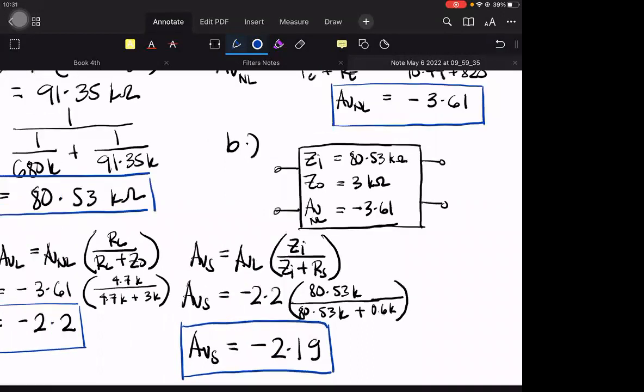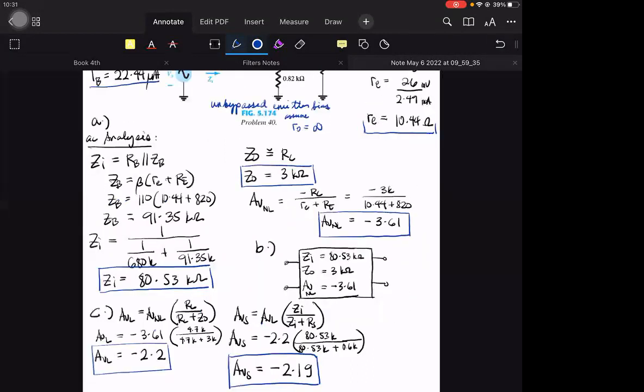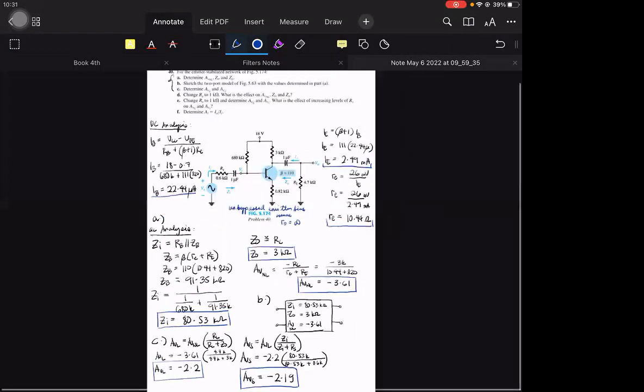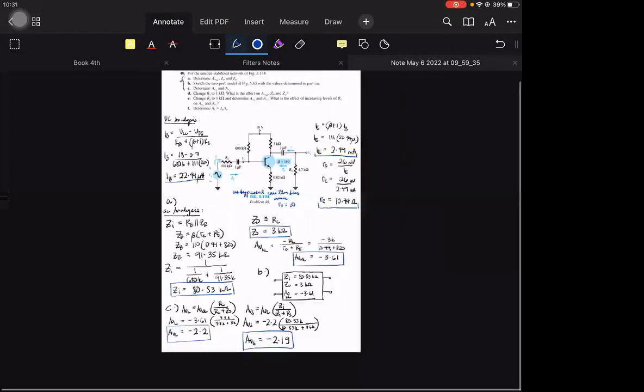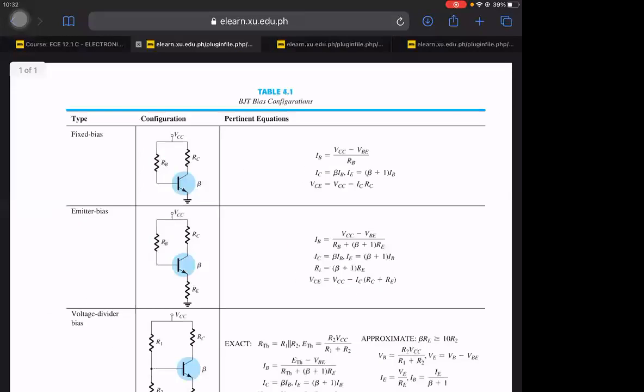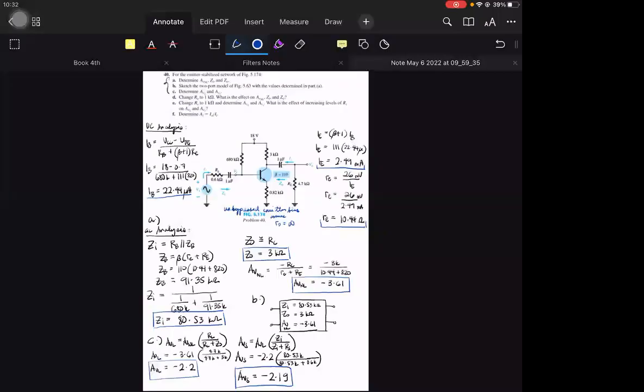Okay? Is it clear? All the formulas that I've used are just here in your notes. Any questions?